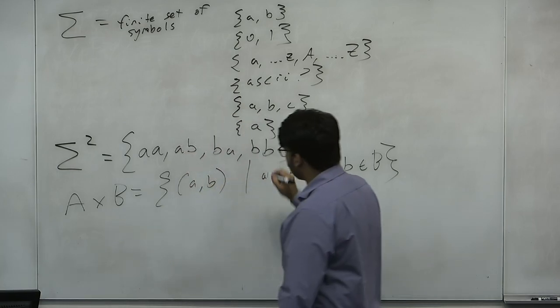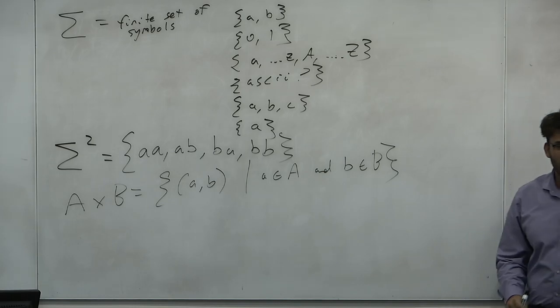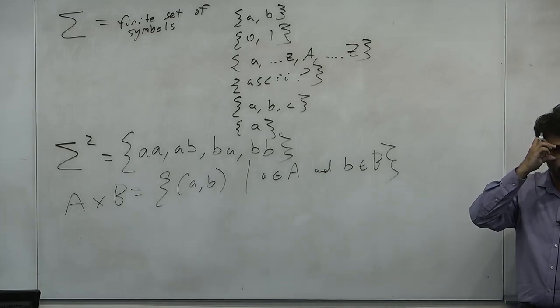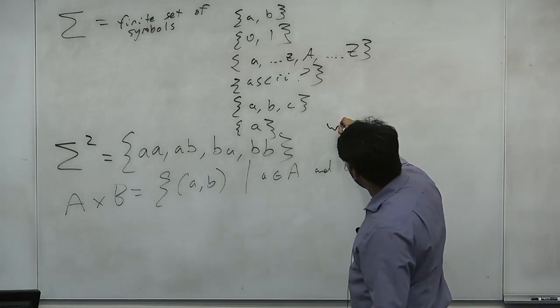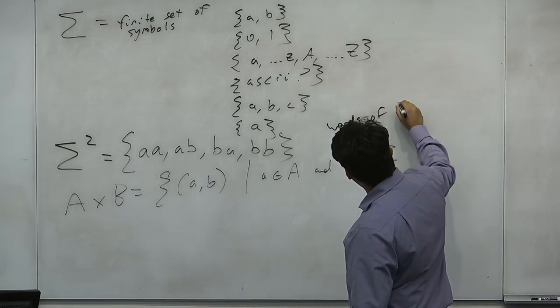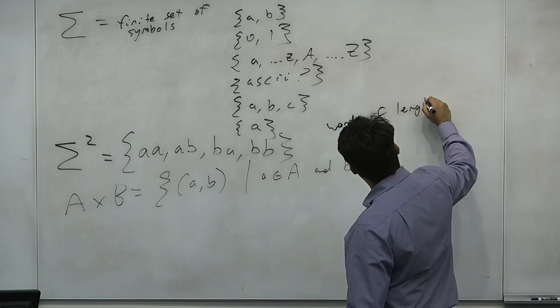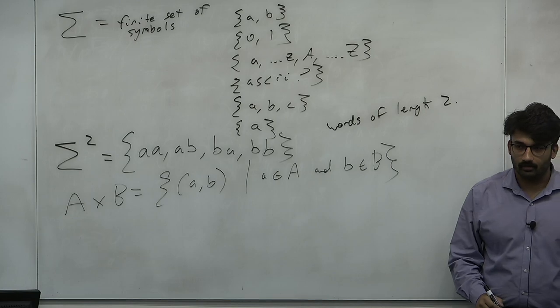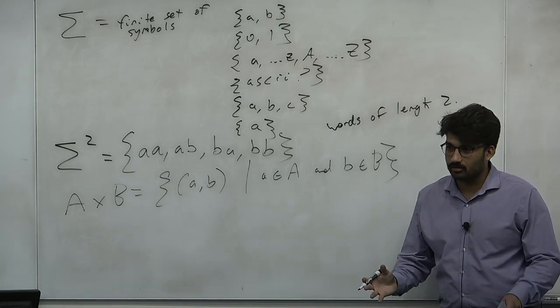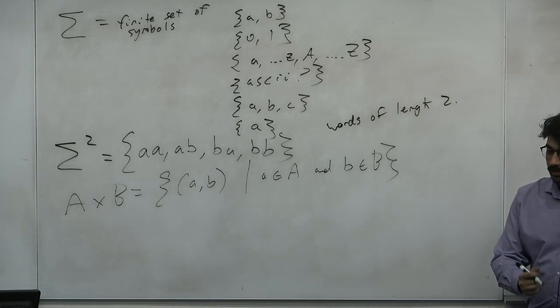Right? What is that set? It's got four elements in it. What's another name for that set? Two-character words. Words, yeah. Words of length two. Okay, those are all possible words of length two, right? Wow. Symbols, words. First jump.